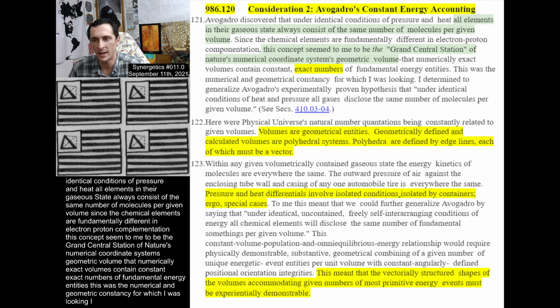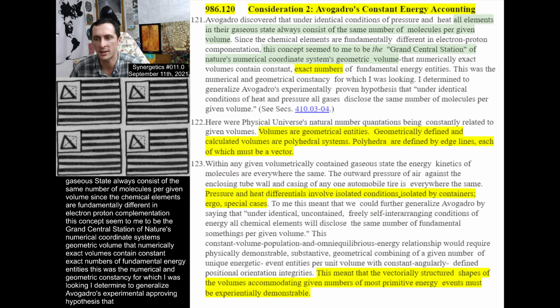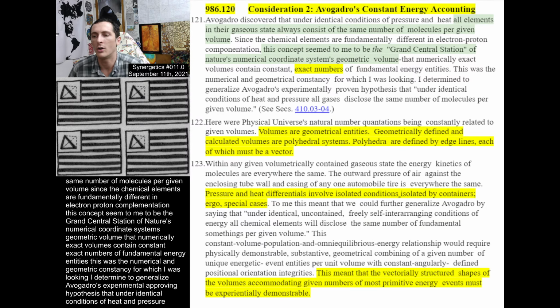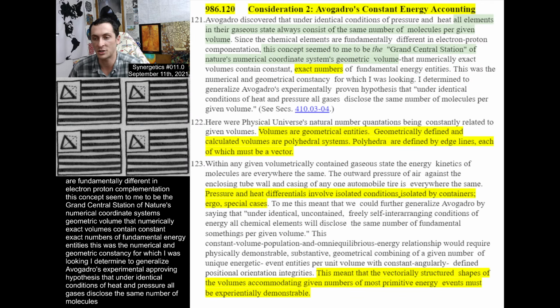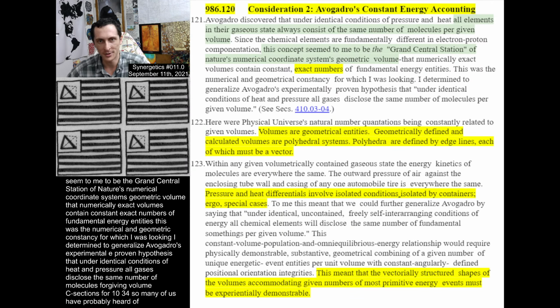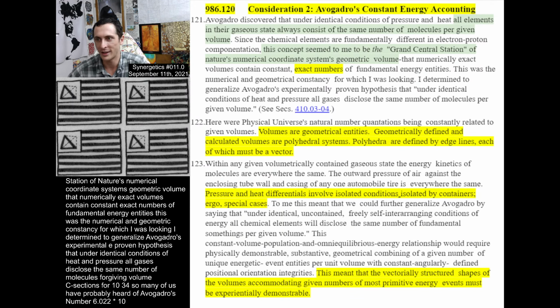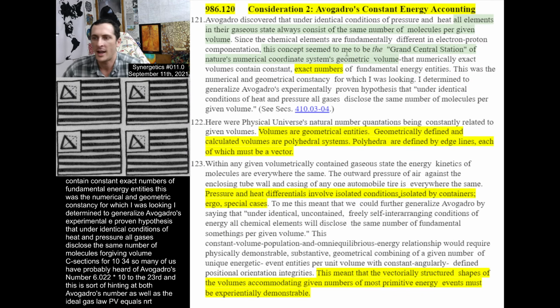I determined to generalize Avogadro's experimentally proven hypothesis that under identical conditions of heat and pressure, all gases disclose the same number of molecules per given volume. See sections 410, 3 and 4. So many of us have probably heard of Avogadro's number, 6.022 times 10 to the 23rd. And this is sort of hinting at both Avogadro's number as well as the ideal gas law, PV equals nRT. And Bucky brings a few things together here.